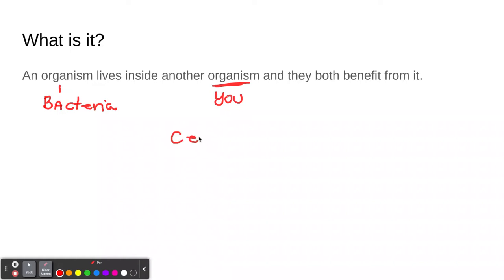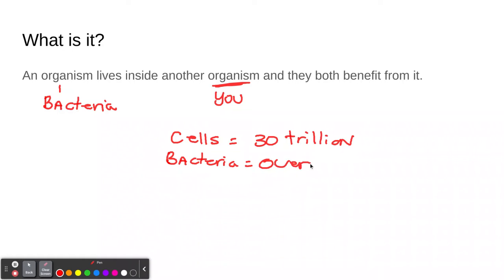So when we talk about cells, right, we have 30 trillion cells inside our body. But for bacteria, we have over 30 trillion. We have more bacteria inside of us than we have cells. The bacteria might be calling us. I heard their ring, right? So we have over 30 trillion bacteria inside of us, and they help us. And specifically, we're going to talk about gut bacteria for this video. So how do they help us?